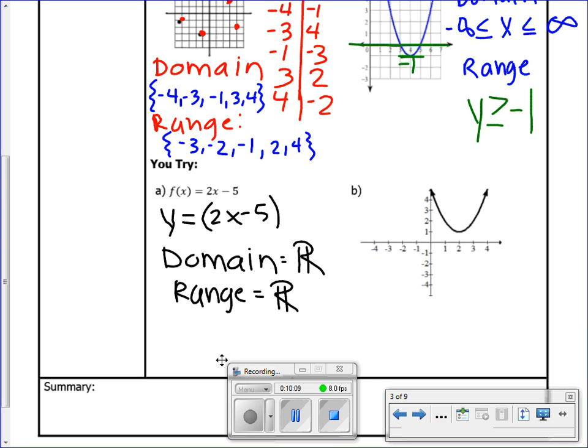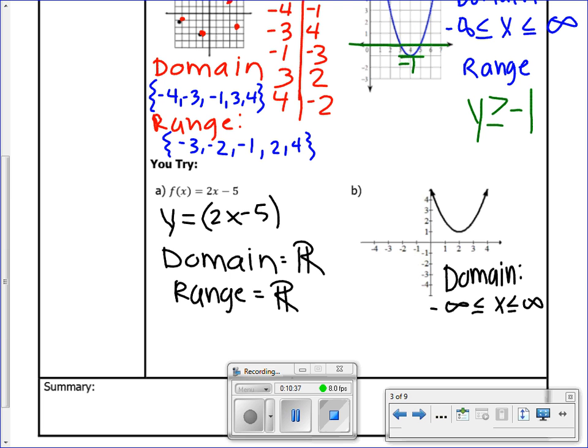For letter B, again, I have arrows on my quadratic, and I'm asking myself, does it keep going? Yes. Is it going to go towards negative infinity? Yes. Is it going to go towards positive infinity? Yes. So you can write your domain again as negative infinity less than or equal to x less than or equal to positive infinity.